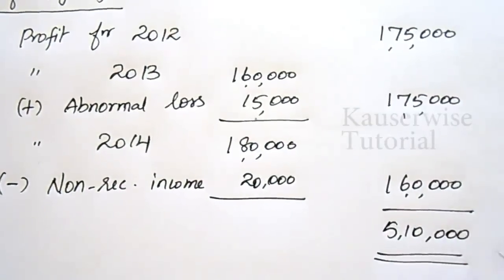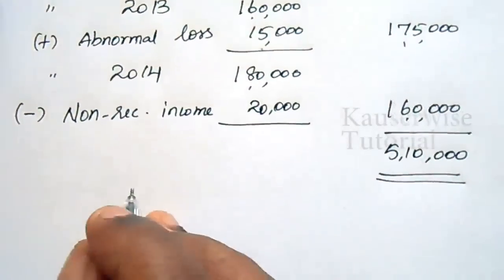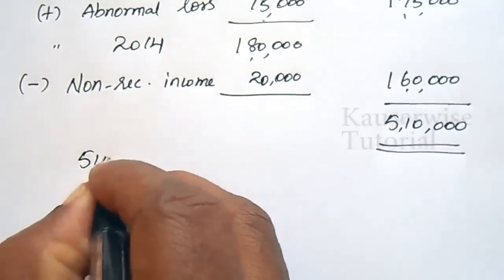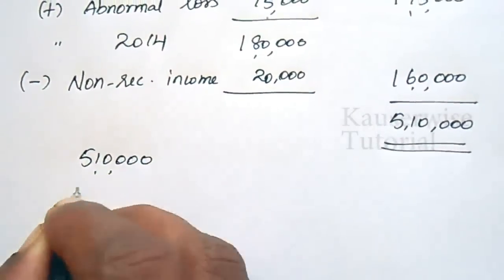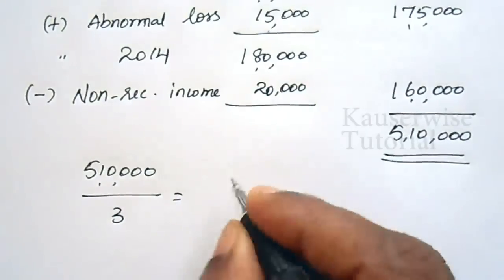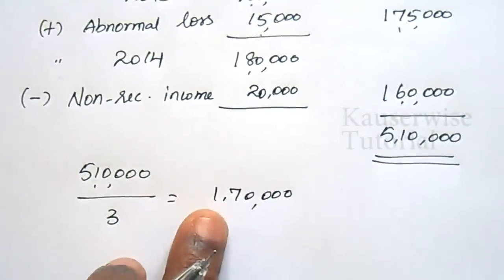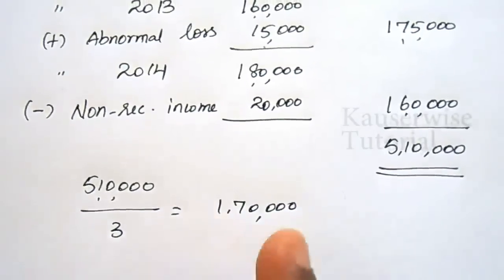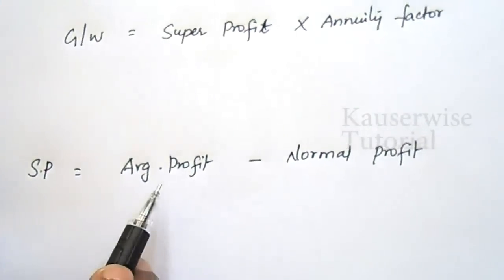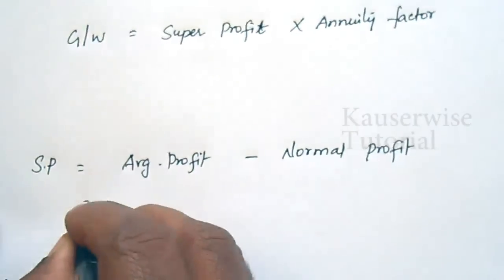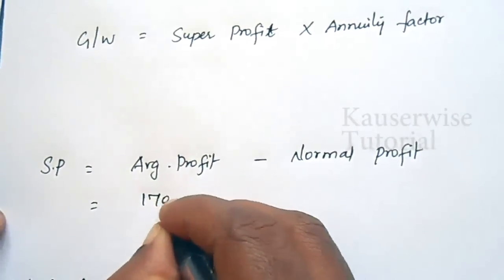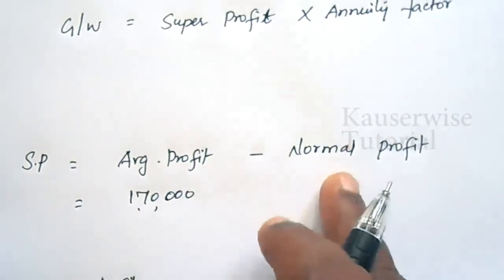5,10,000. Okay. Now find the average profit. 5,10,000 divided by how many years? 3 years. So 1,70,000. Average profit is 1,70,000. Now, super profit is equal to average profit minus normal profit. Average profit is 1,70,000. Then you need to find normal profit.